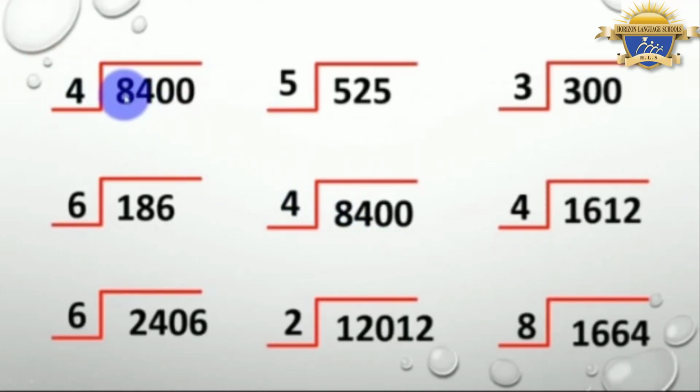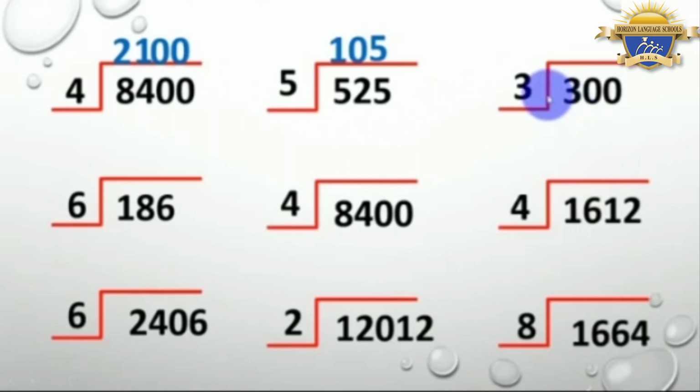First, 8 divided by 4 equals 2. 4 divided by 4 equals 1. 0 divided by 4 equals 0. And 0 divided by 4 equals 0. Extra zeros up. Second, 5 divided by 5 equals 1. 2 divided by 5, it can't be, 0 up and take the second number. So 25 divided by 5 equals 5.